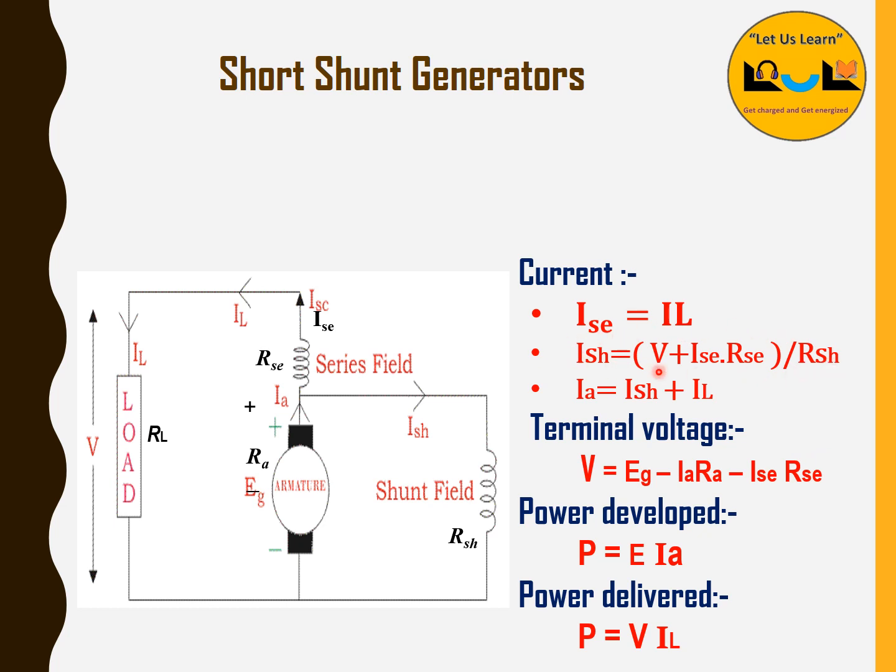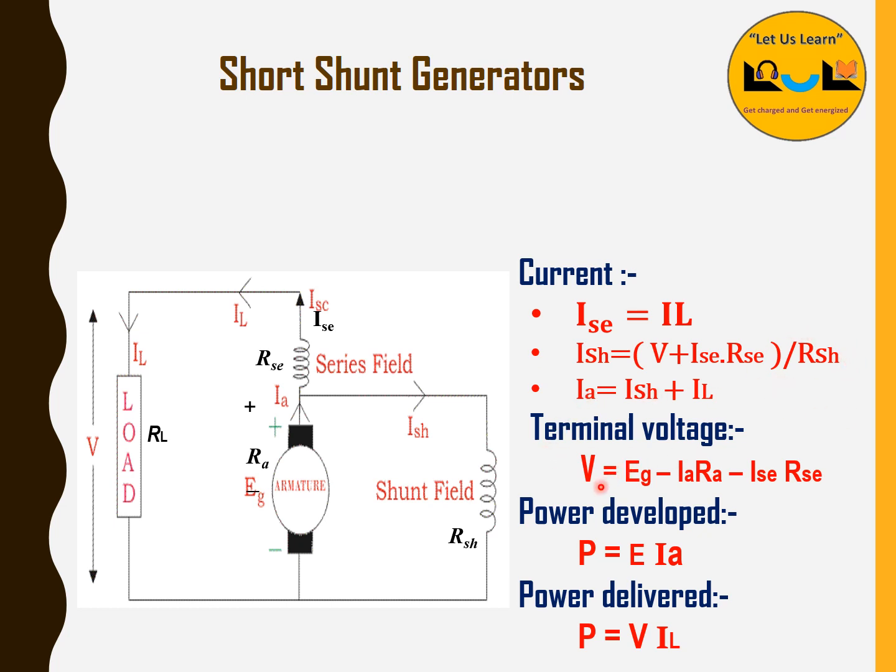ISH is equal to V plus ISE RSE whole divided by RSH, because V is the total voltage and ISE RSE is the voltage across the series field resistance, divided by resistance, that is I is equal to V by R. This is nothing but the voltage across the series field winding. So total voltage plus voltage across the series field resistance divided by total resistance, that is RSH.